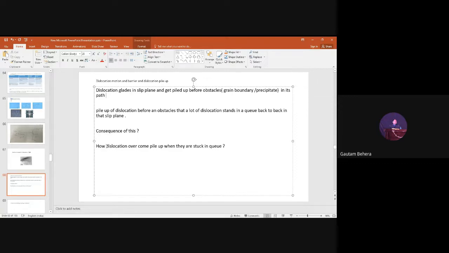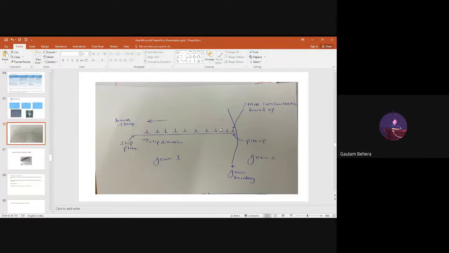Now, the question is how dislocations overcome pileup when they are stuck in a queue. I think this topic has been covered in your DBM subject, if I'm not wrong. You are having a subject called DBM, I think, deformation behavior. These things might be covered, right? Anyways, so the question is how dislocations overcome pileup when they're stuck in a queue. So dislocations are in a queue right now, right? So now how will this pileup be overcome?